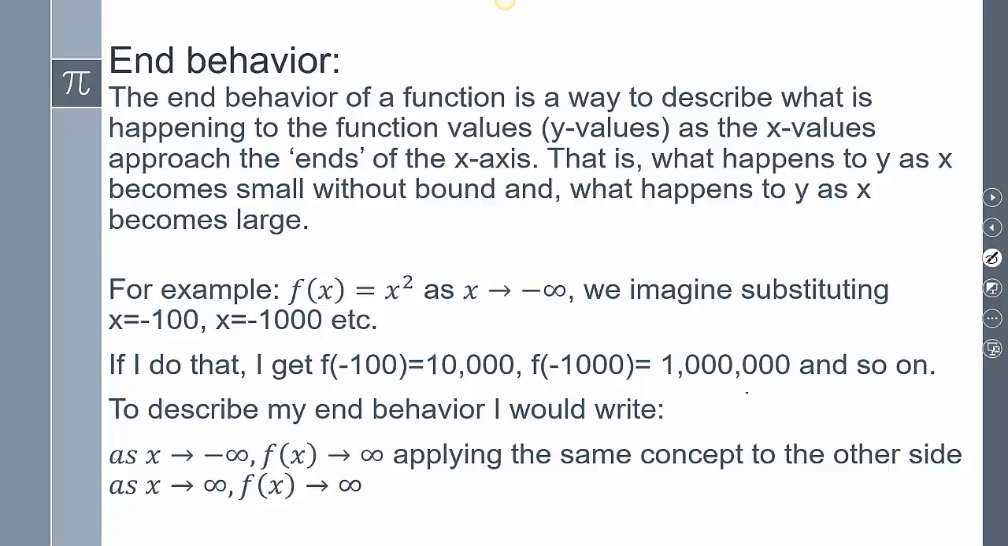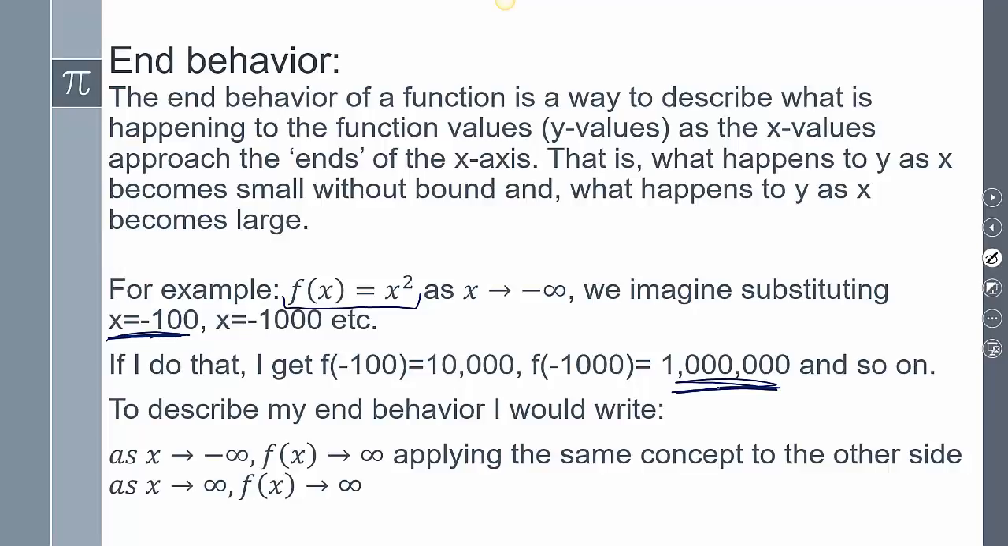That is, what happens to y as x becomes small without bound, and what happens to y as x becomes large. So for this first example, if I said f of x equals x squared, as x goes to -infinity, what I'm saying is I'm basically substituting that x is getting -100, -1,000, -10,000, etc. Now if I do that and I actually plug them in, notice my values are getting huge.